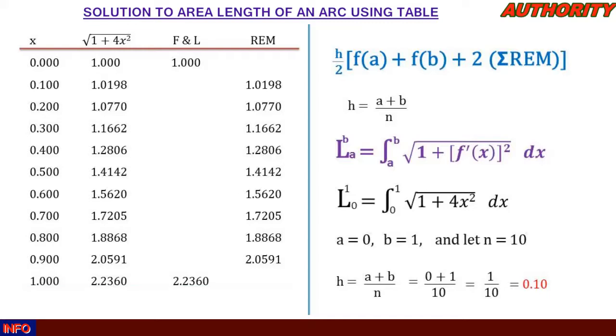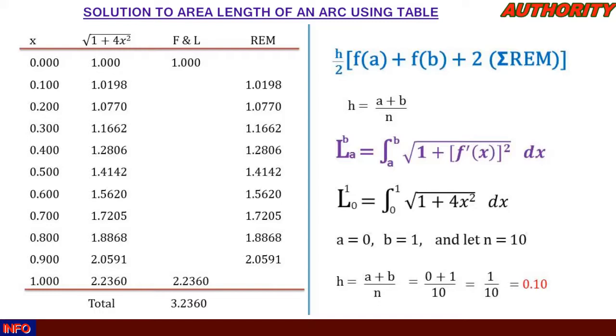Okay, now let's also do something again. We're going to say summation or the total. So the total of the first and the last. So when we say 1.00 plus 2.2360, when we add this together, it's going to give us 3.2360. All right, good. Now let's also find the summation or the total of the remainder.